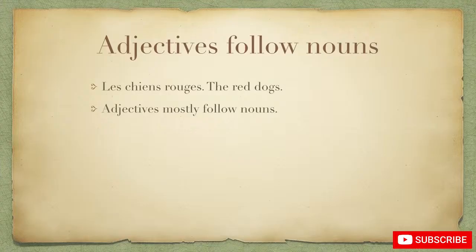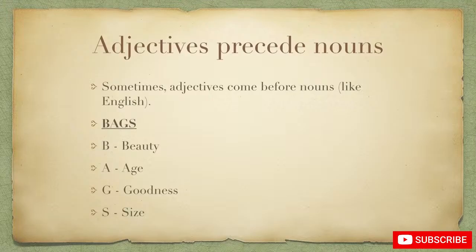However, in French, it's quite the opposite. Most of the time in French, the adjective will follow the noun. So, les chiens rouges. Rouge is the descriptive word, and it's coming after the noun, the person, place, or thing. However, adjectives sometimes come before nouns, which is very similar to English.